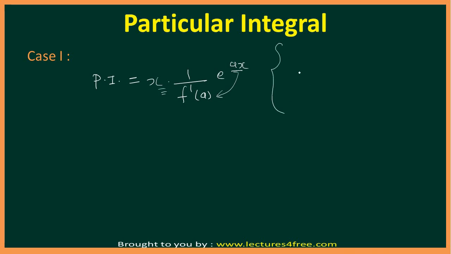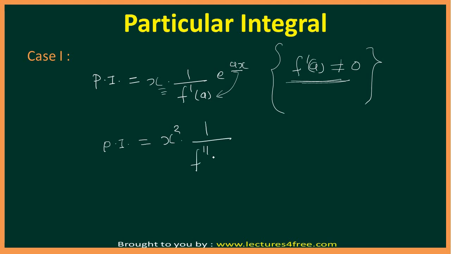Here also, under the condition f'(a) should not be equal to 0. But what if it is again 0? Then we will find the particular integral by again multiplying with x, so here you will get x square and 1 upon f''(a). That means again differentiate this, and then put the value of a in place of d.